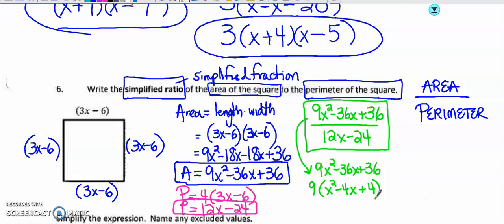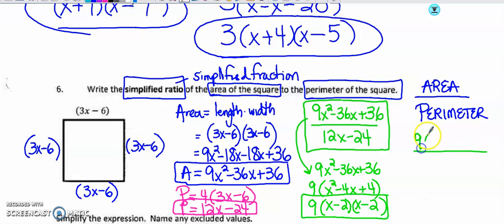I have a trinomial. I don't stop there. I have to keep factoring. 9, x and x. The last term is positive. The middle term is negative. That means there's minus and minus. 2 numbers that multiply to get 4 that you can add to get a negative 4 are 2 and 2. This is the simplified factored form for the numerator, which is your area. So I'm going to put 9, x minus 2, x minus 2.